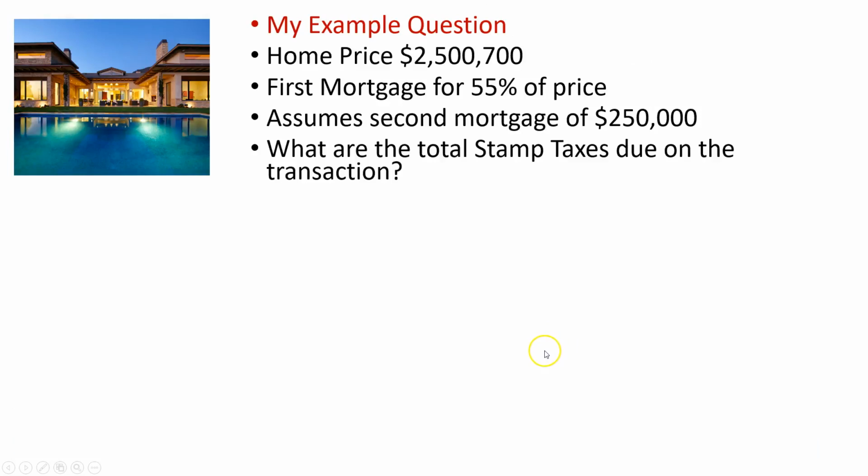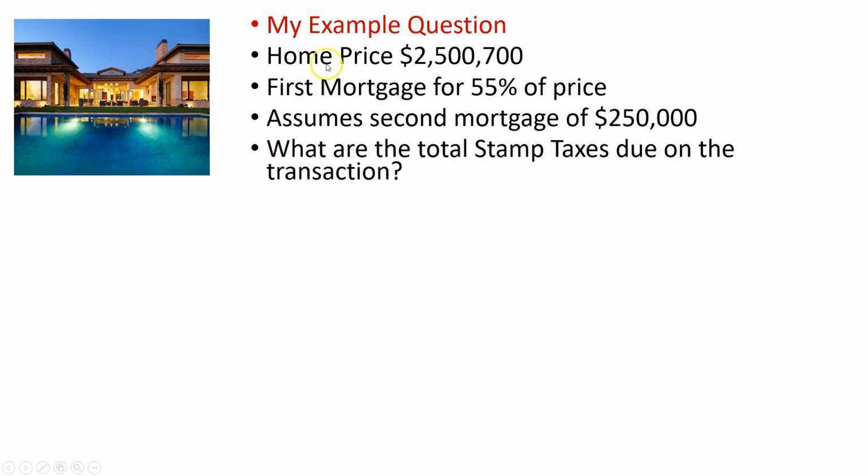We'll explain that in class a lot clearer. This is just an example I've done where the home price is 2.5 million, the first mortgage is 55% of the price, and we assume a second mortgage of 250. What are the total stamp taxes due on the transaction? It's quite possible you get a question like this.